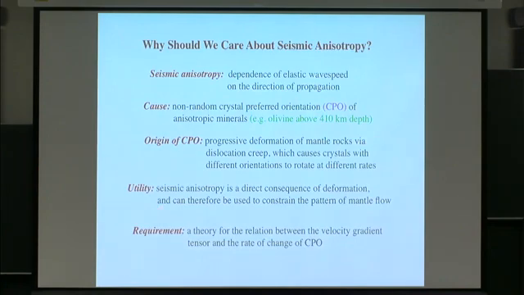But to do this, we need, as a preliminary, a theory for the relation between the velocity gradient tensor in the flow and the rate of change of CPO. I'll explain what I mean by that in a while. Obviously, we need to establish the link between deformation and the preferred orientation that forms in the rock.